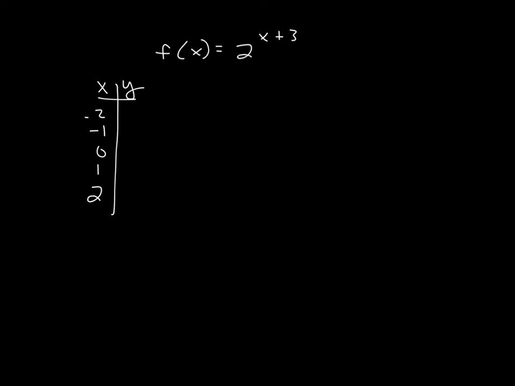All right, so if we put a -2 in there, we take -2, we put it in for x right here. Pretty easy one. We get -2 plus 3, which is 1. 2 to the first power is 2. If we put a -1 in there, we get -1 plus 3 is 2. 2 squared, 4.